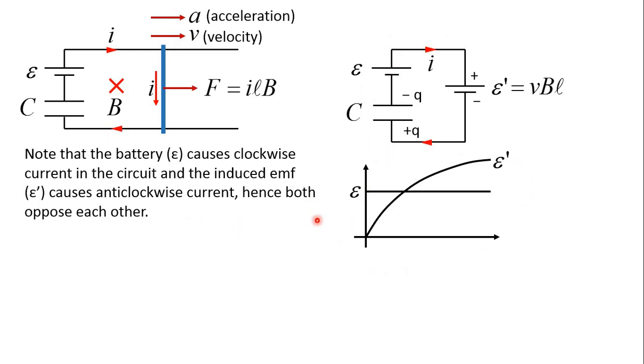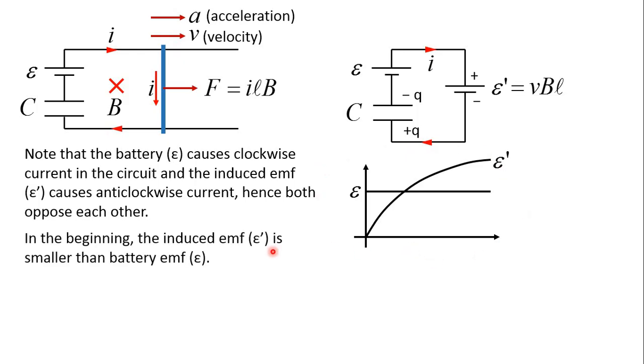Now in this graph I am explaining something here. See, what is happening is that in the beginning the induced EMF E dash is smaller than the battery EMF E. In the beginning, actually, when the velocity of the rod was 0, then this EMF E dash was also 0. V equal to 0 means E dash is 0. But as the velocity increases, the EMF E dash also increases. So I am showing in the graph that the induced EMF is increasing, but the battery EMF always remains constant. So the battery EMF is constant.